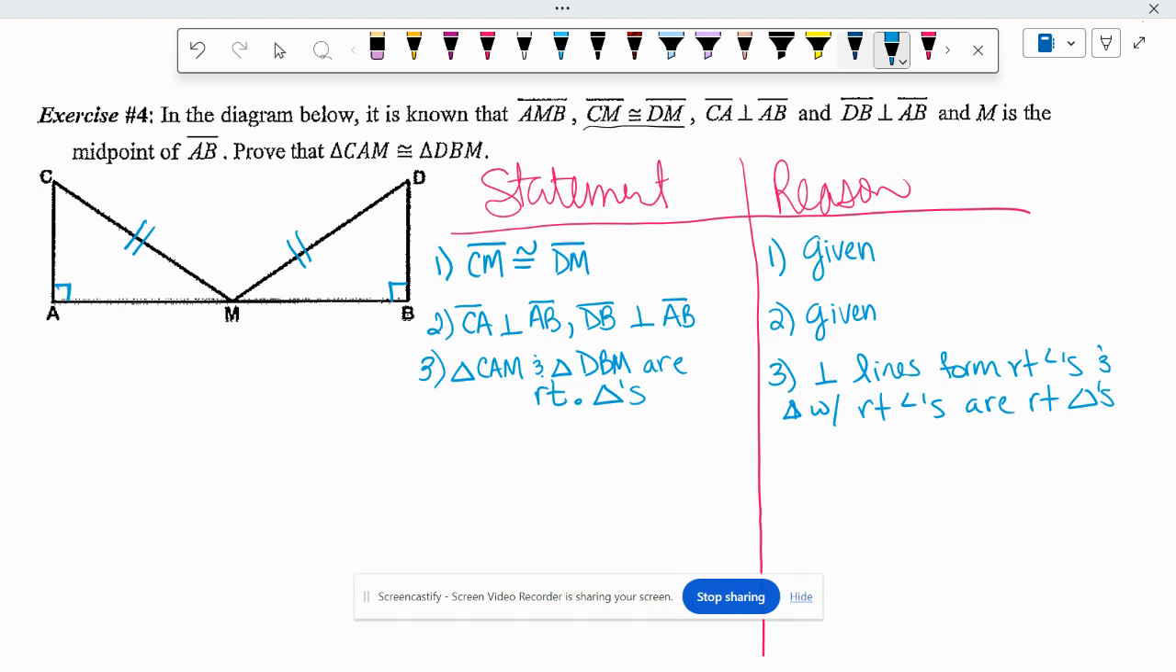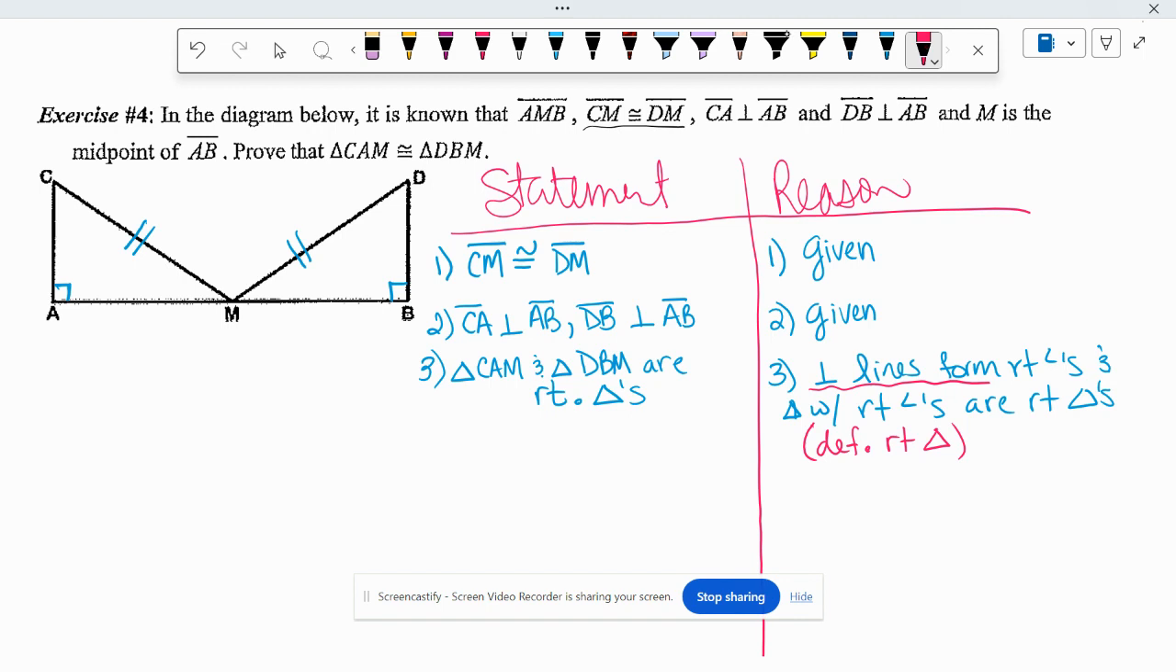Typically, I just write perpendicular lines form right angles, definition of right triangle. So I always write this statement, but usually instead of writing triangles with right angles or right triangles, I just write definition of a right triangle. The definition of a right triangle is that it just contains a right angle. Okay, so now what else can we say?